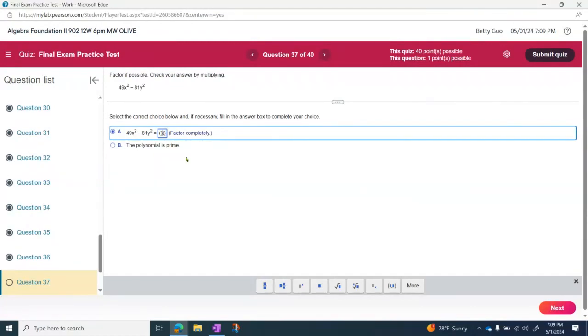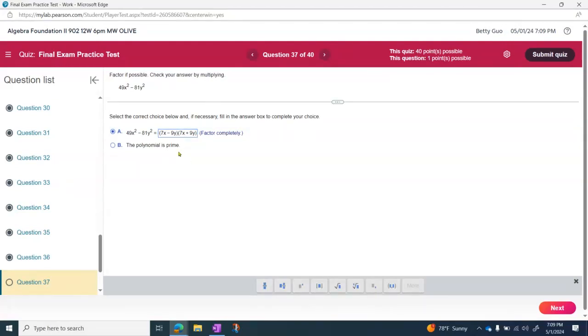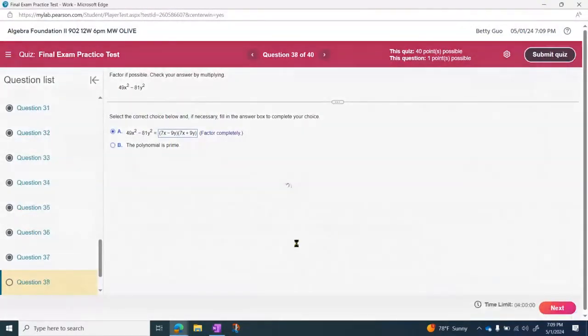Parentheses, 7x minus 9y. And then in the second parentheses, 7x plus 9y. And double check. 7x minus 9y, 7x plus 9y. Next.